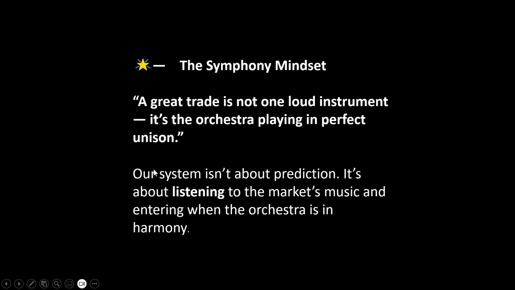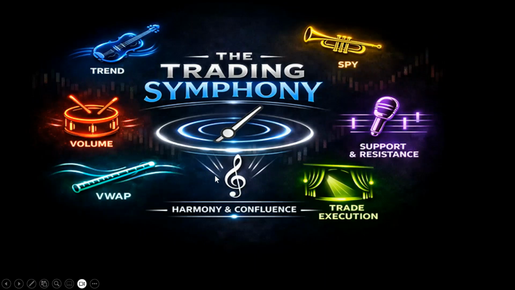All right, so here's the trading symphony. We're going to go over a bunch of this stuff, but these are the things that I'm using for the symphony, right? You've got the SPY up here, like the brass. You've got support resistance levels. You've got VWAP right here, volume, trend, all of these things, and then harmony and confluence. This is the trading symphony, and I'm trying to make a point out of these things as far as I've assigned instruments to each particular indicator.